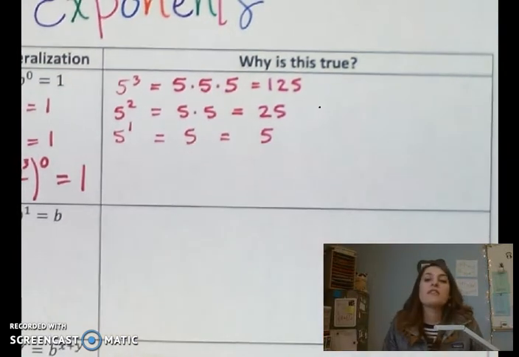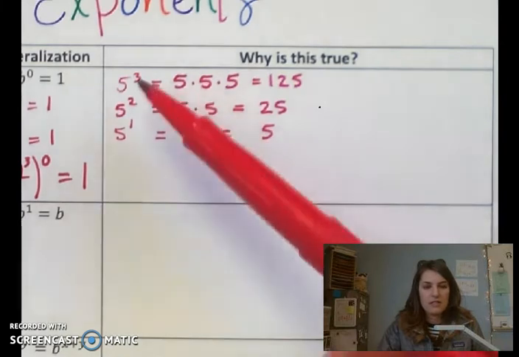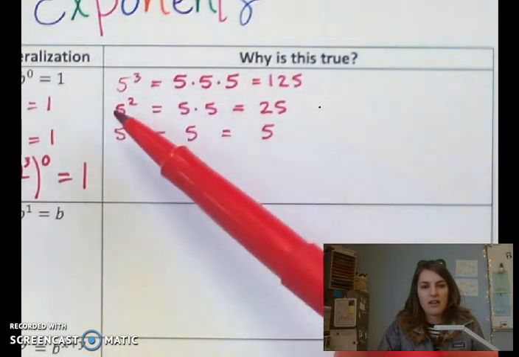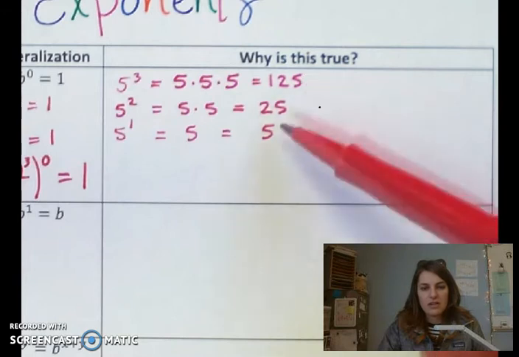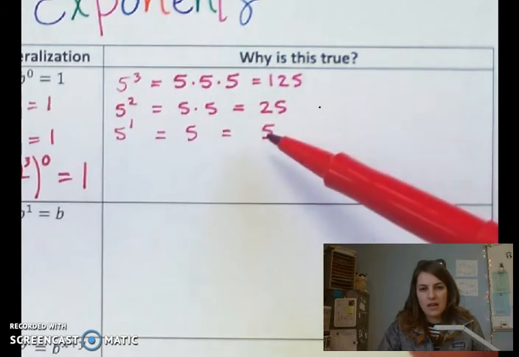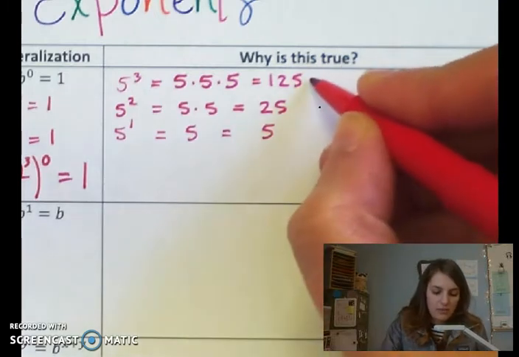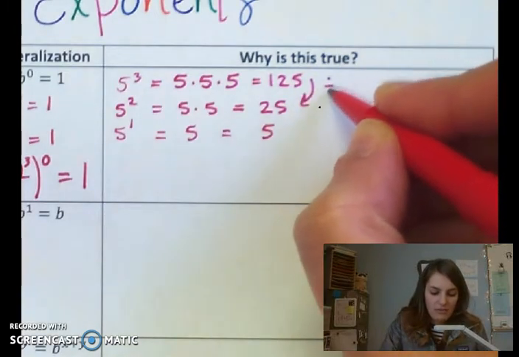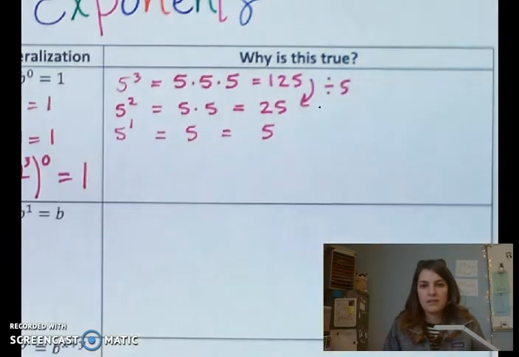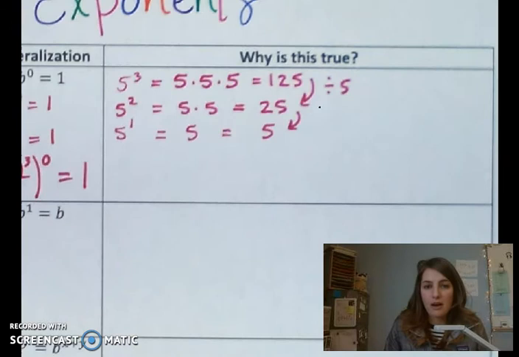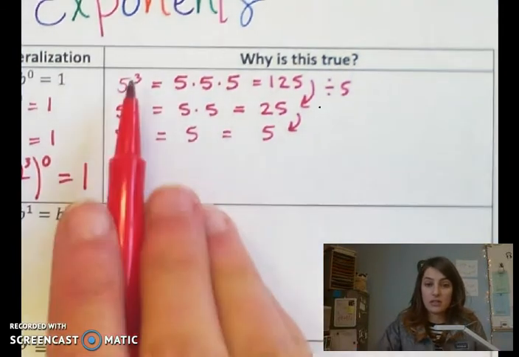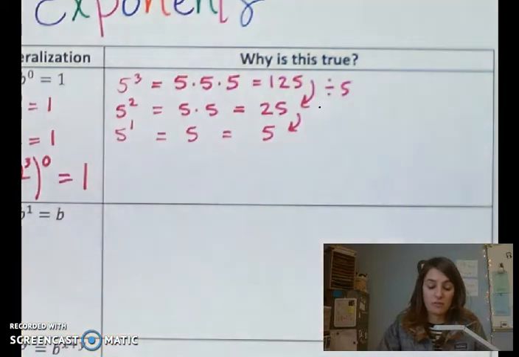So if we follow this pattern, we have decreasing powers of 5. 5 to the 3rd, 5 squared, 5 to the 1st. And if we look at what our numbers are doing, each one is multiplied by 5 one less time. So basically, from here, we're dividing by 5. And then 25. Every time we decrease the powers, we're dividing by 5. Just like anytime we increase the powers, we would multiply by 5 one more time.